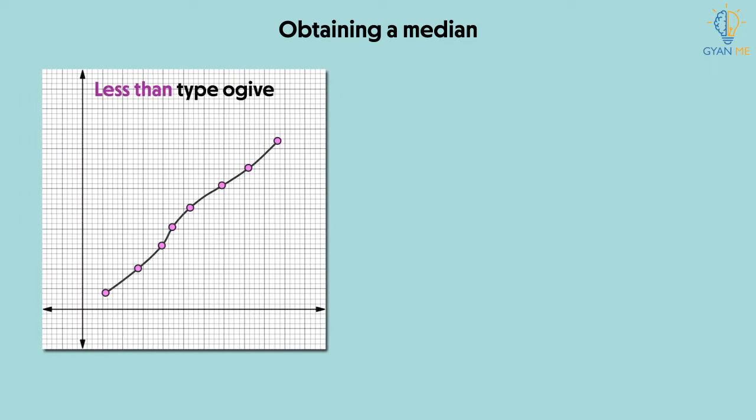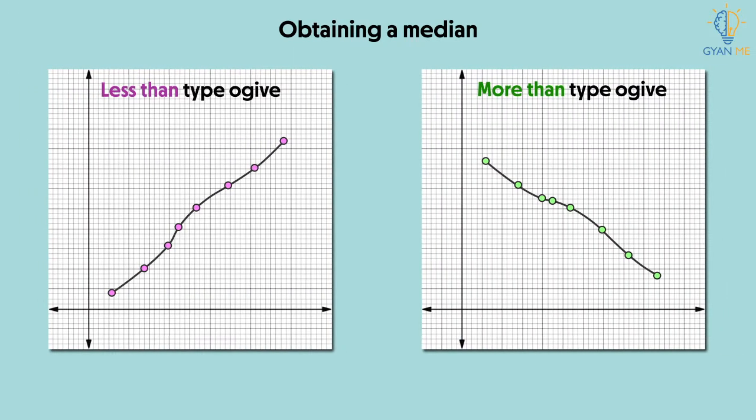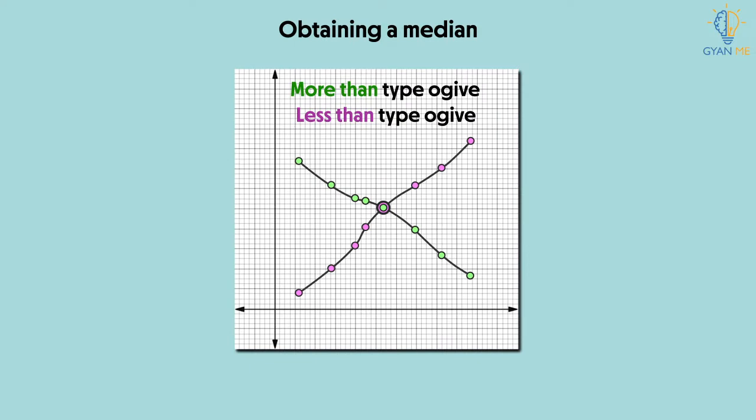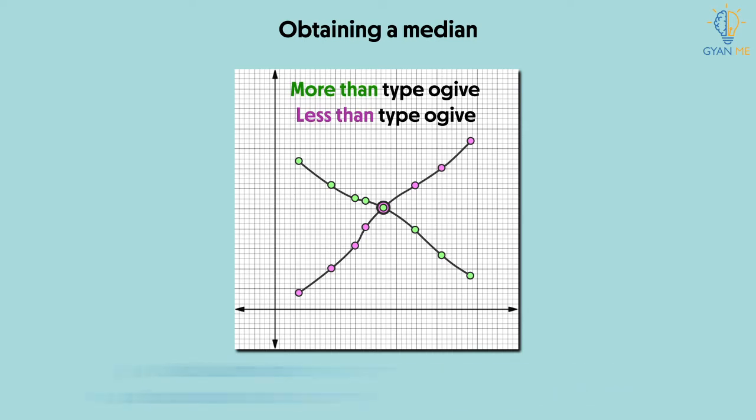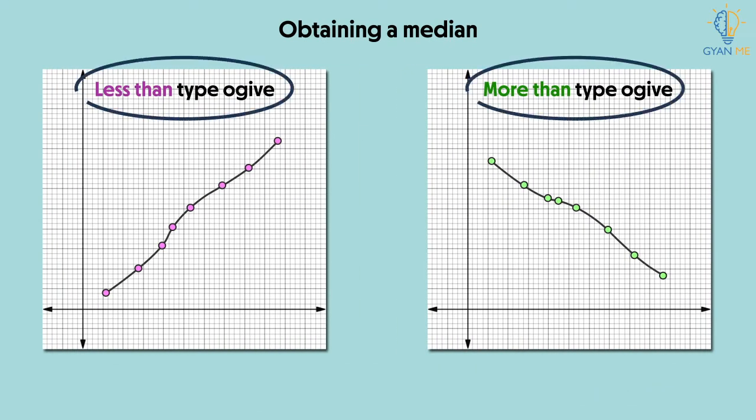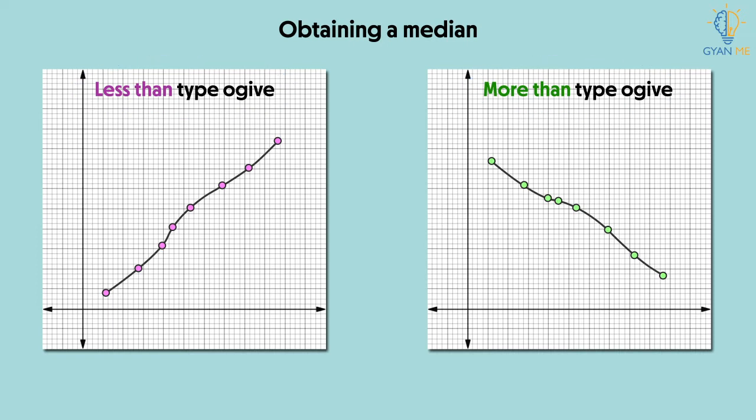Let's see how. One way of obtaining the median is to draw both the ogives, that is less than type and more than type, on the same graph paper. Yes, draw both the ogives on the same graph paper. And then look for the common intersection point on the graph. You already know how to draw less than and more than type ogives. But if not, let's quickly recall the steps.